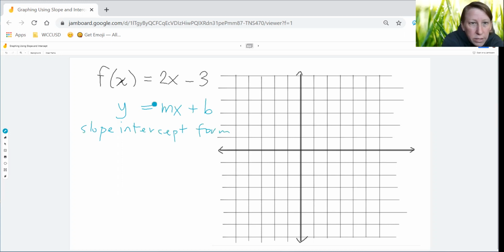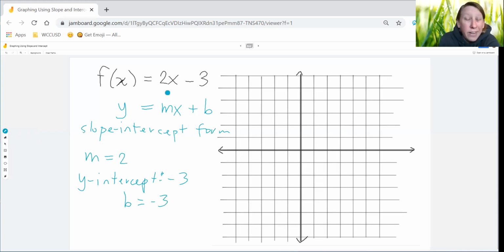It's the slope-intercept form because when you look at the equation, it tells you the slope and it tells you the y-intercept. So we can just pick that information off. What is the slope? Well, the slope is the m, it's the number in front. So the slope in this problem is 2. And what's the y-intercept? Yeah, it's the negative 3. So the y-intercept is negative 3. Another way we could say that is the b value is negative 3. Another way we could say that is the y-intercept is (0, negative 3).